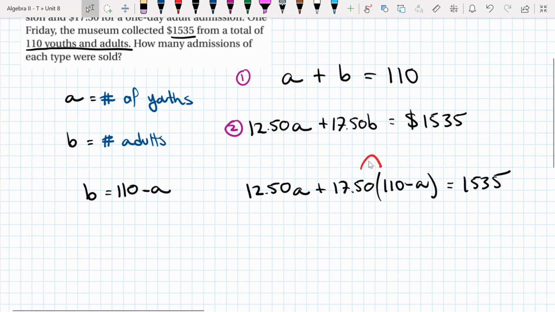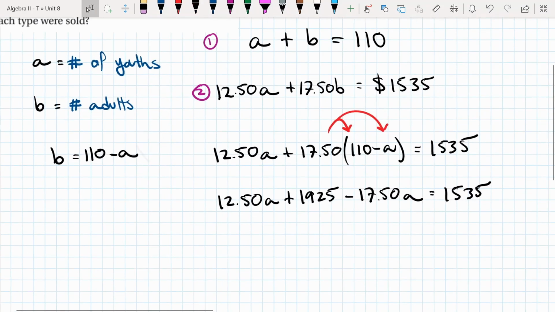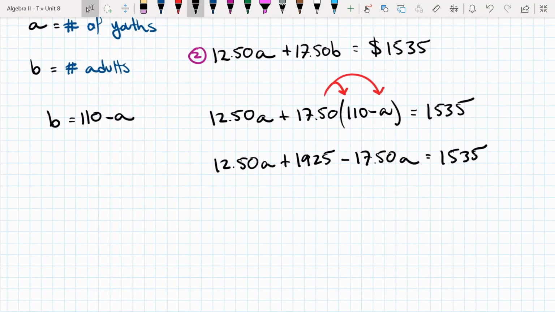Well, let's distribute the 1750 to both these terms. So 1250A plus 1925 minus 1750A is equal to 1535. Okay. Well, if we combine the like terms here on the left-hand side, this becomes minus 5. And then if we subtract 1925 on both sides, this becomes minus 390. So the value of A in this problem is 78.